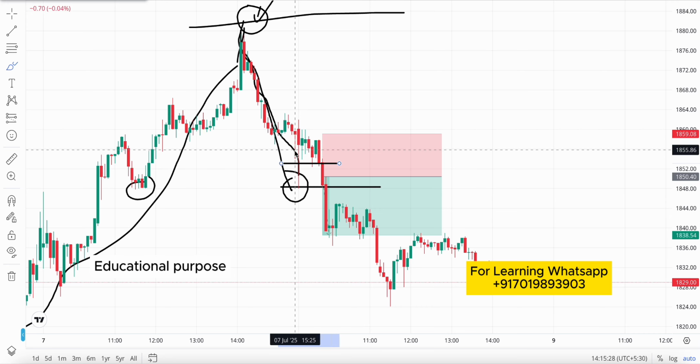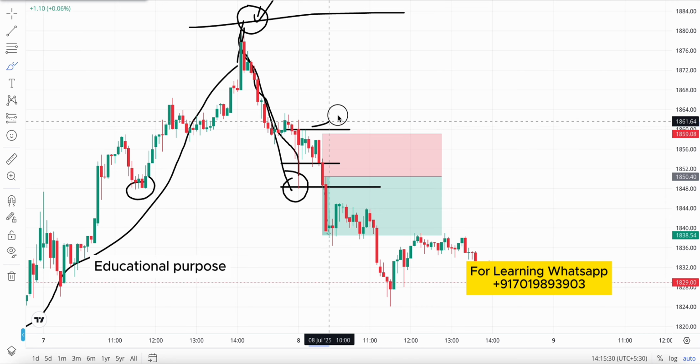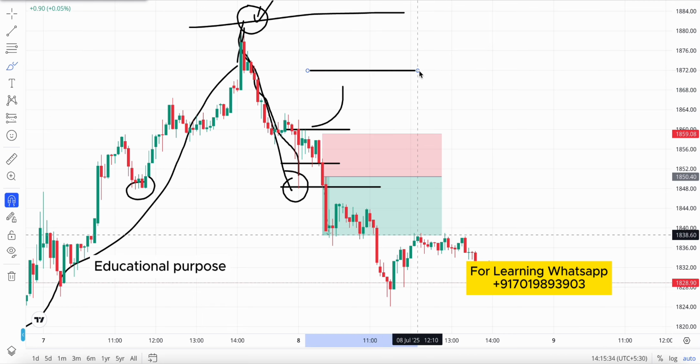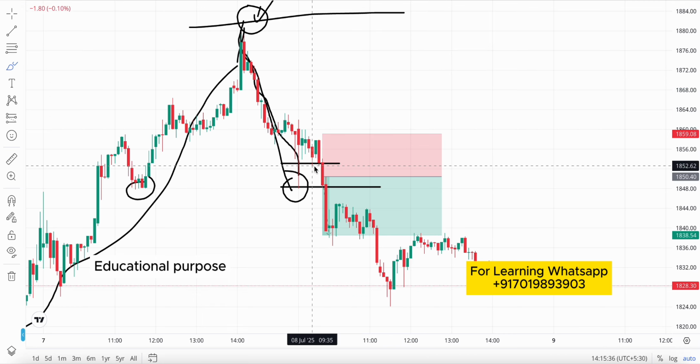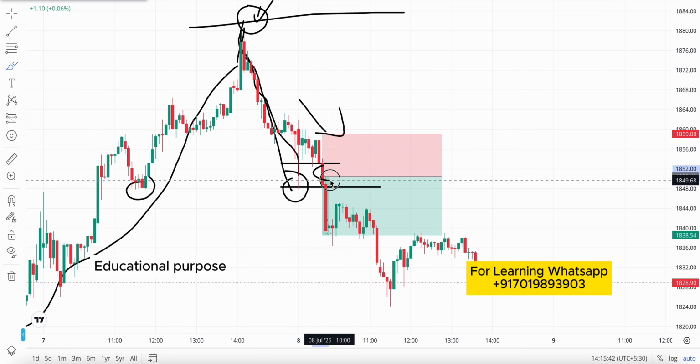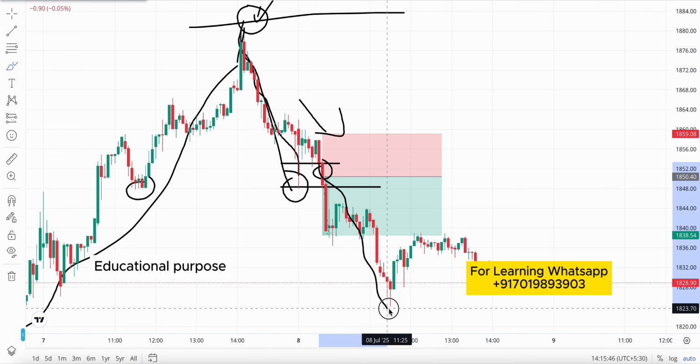If this range had given a breakout towards the upper side, then I would have entered the buying side and kept my target somewhere over here. But you can see the range bound breakout was given towards the downside. That's the reason I took the short sell entry somewhere over here, and after that you can see the price came down almost by 2% plus.